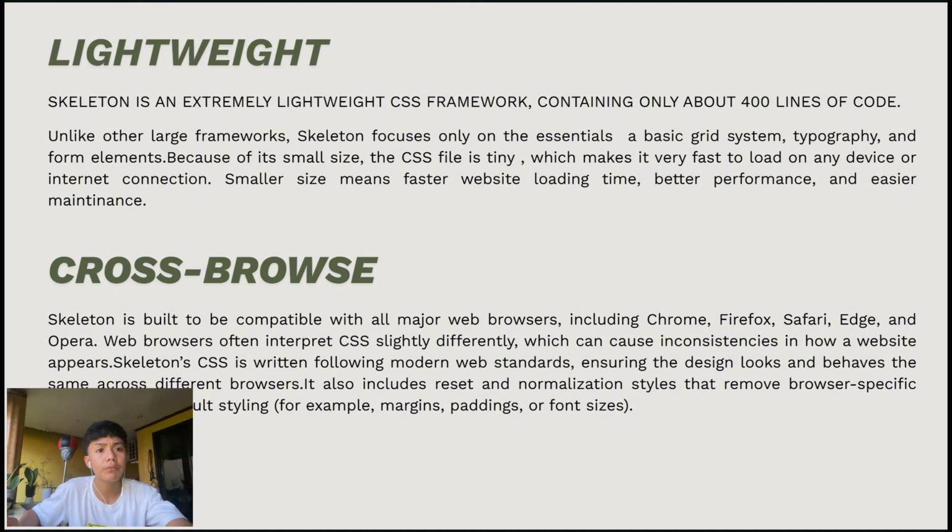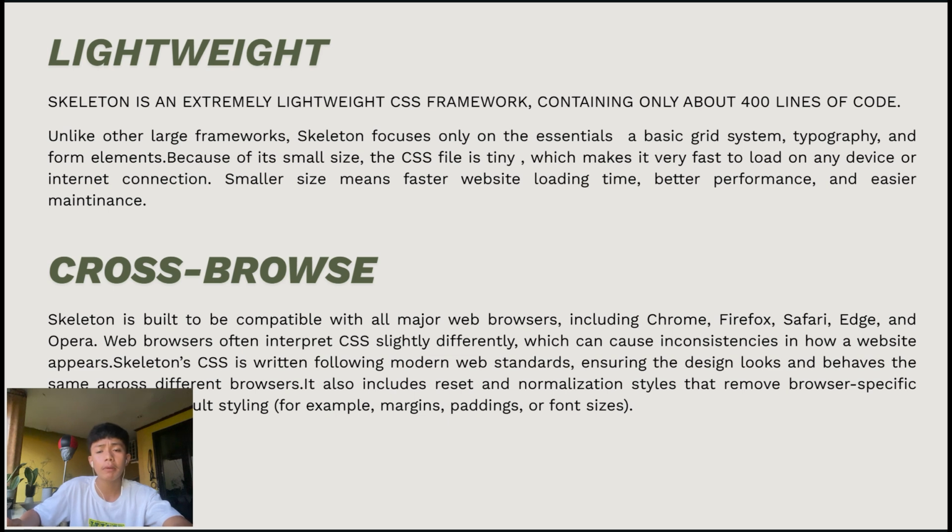Lightweight, responsive, and essential. So today I'm reporting on Skeleton. It's a CSS framework designed to be super simple and clean, avoiding all the clutter of bigger tools. Skeleton is extremely small, only about 400 lines of code. Unlike huge frameworks, it only focuses on the essentials: a basic grid system, typography, and form elements.